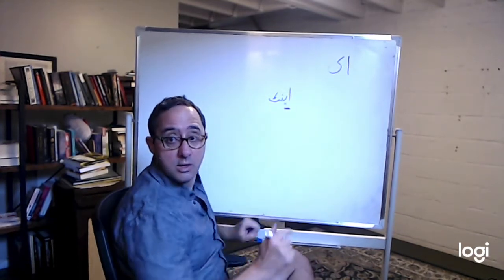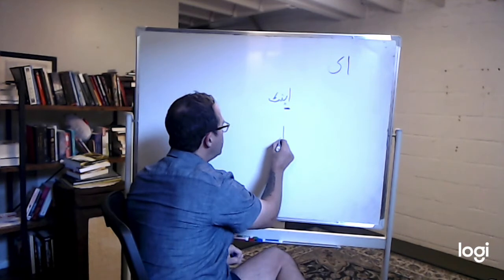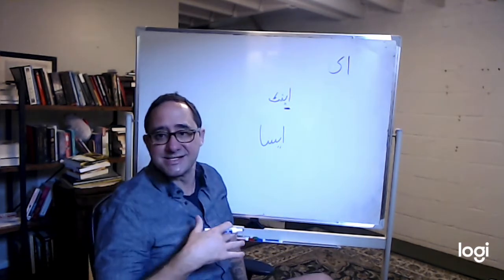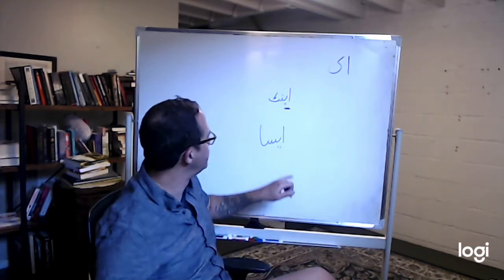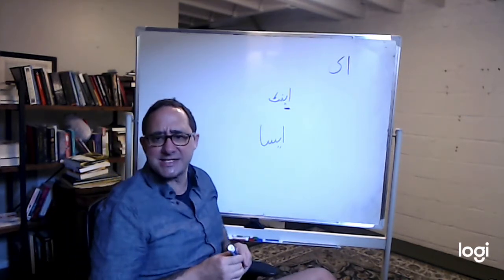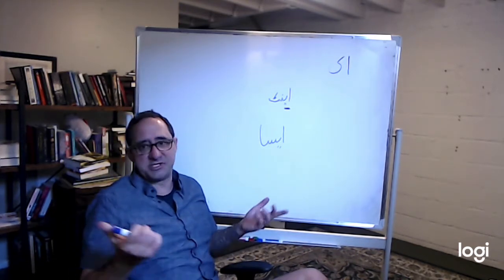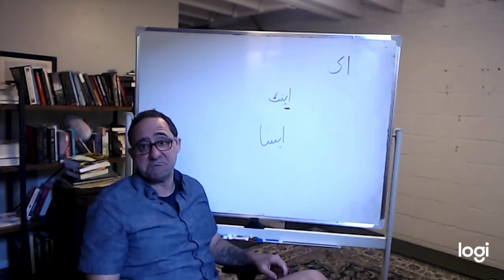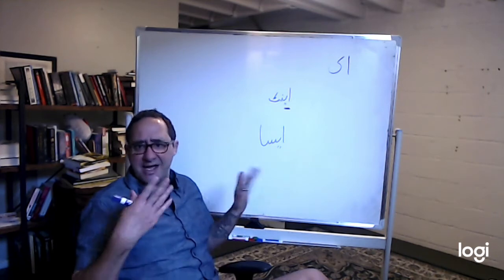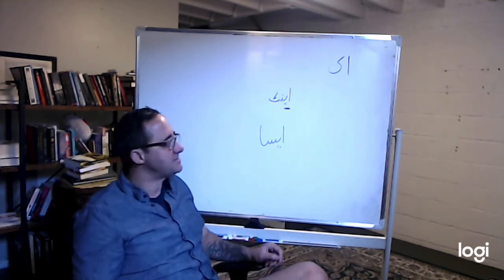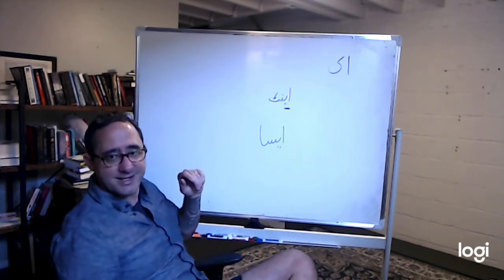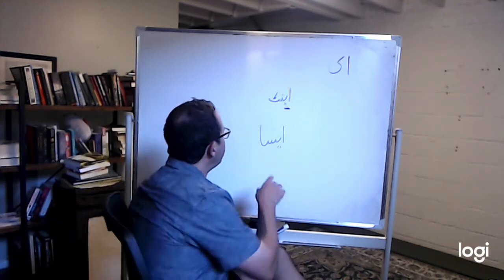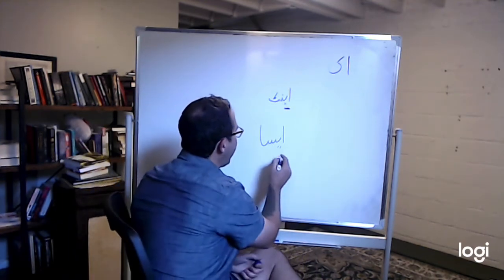Eent. What about aisa? This means like this, aisa. If someone asks you, why do you do things that way? And you do things that way because that's the way you do it. You say, aisi meri marzi. It means just like that. It's my wish. I had a friend named Adil, he would say this all the time. Aisi meri marzi. So that is actually the a.